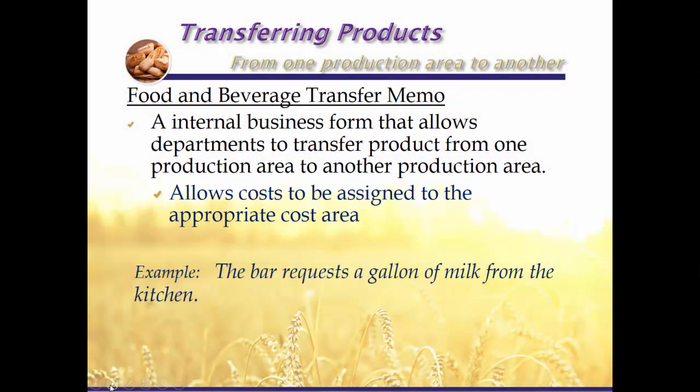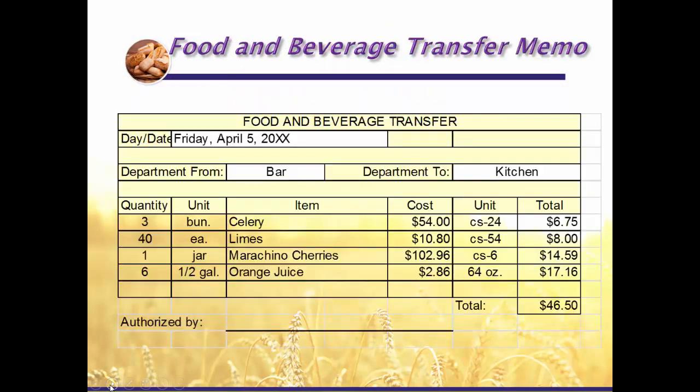The bar requests a gallon of milk from the kitchen. It's another example. So here's a picture of the Food and Beverage Transfer Memo, page 134, figure 9.7. Now sometimes these memos are not used in small to medium operations. They're used in the barter method, since the bar uses most of the limes and the kitchen uses most of the lemons. There's not a huge discrepancy in the cost, and one whole case of lemons would be attached to the kitchen food cost, and the limes would be attached to the beverage cost. So in smaller operations, they kind of use the barter system.